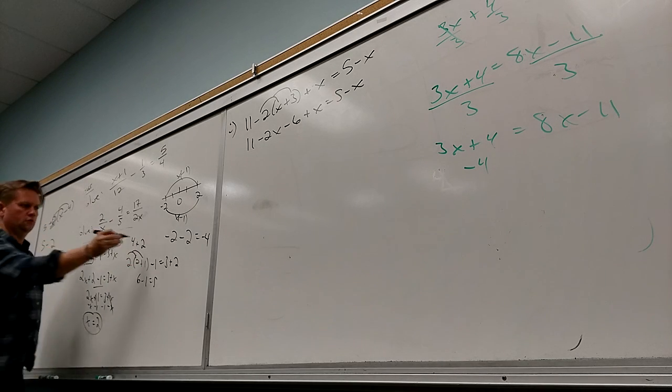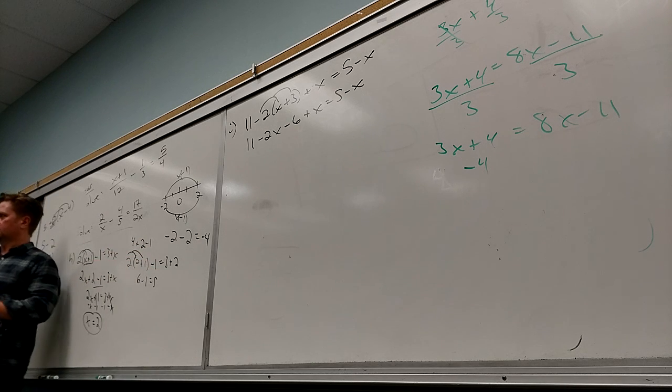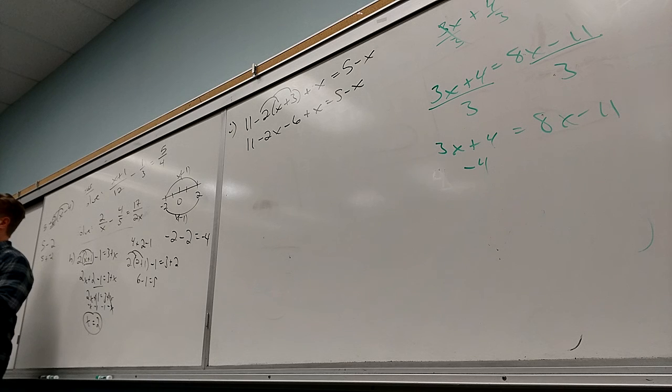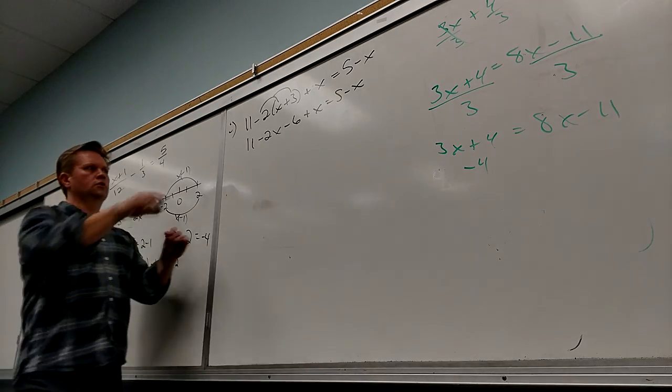Right. Minus... okay. 4 plus 2 is 6, minus 1 is still 5. Yeah, I was off, sorry. So don't distribute unless you have to. Okay. I only distribute if I can't do what's in the parentheses. So what do I do next here?